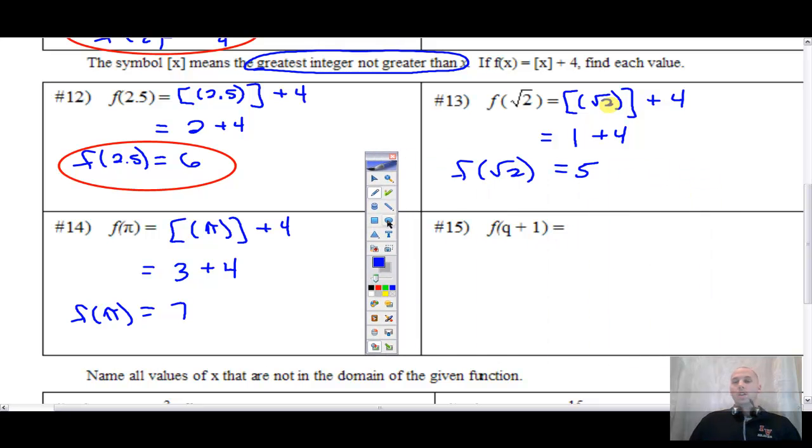Number 15, f of q plus 1. This is another one you should pay close attention to.